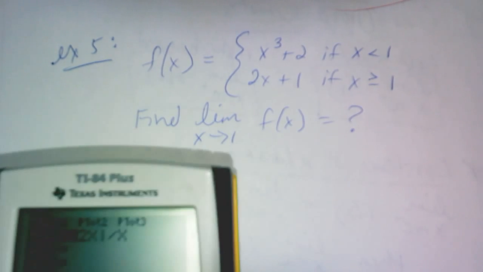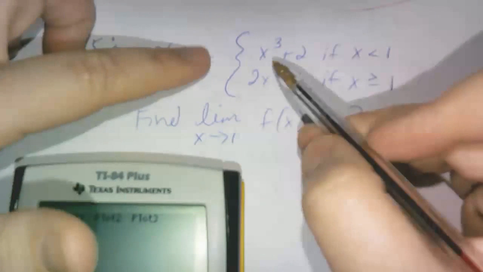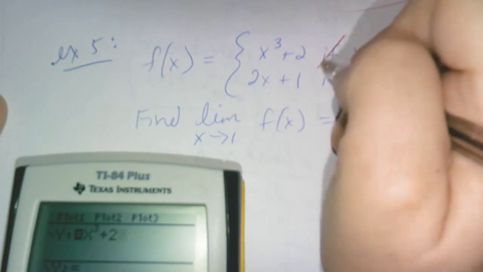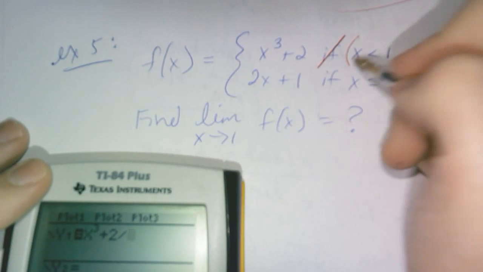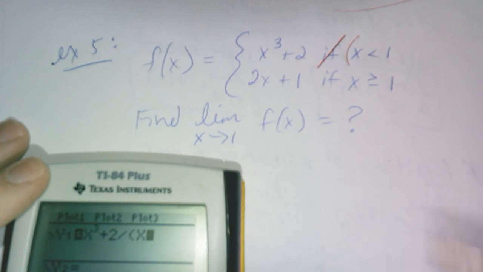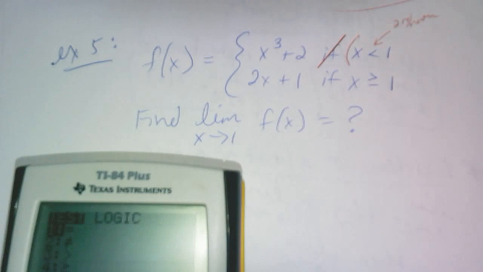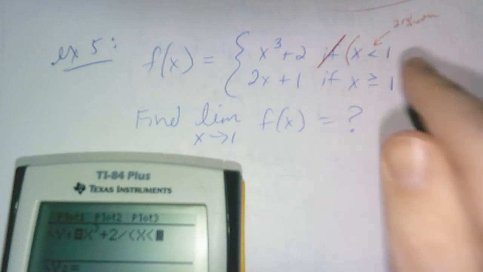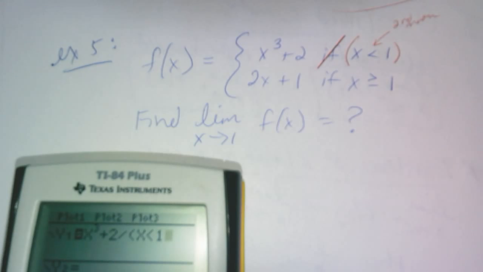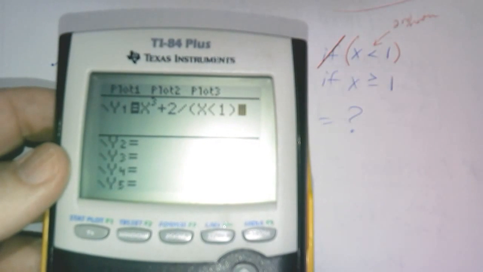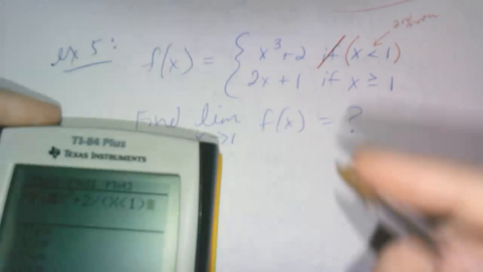It's pretty easy, and you would type x cubed plus 2 into your calculator into the y. Then, where you see the if, you hit divide, parenthesis, x. This symbol is located in second math. Go to less than 1, and then close the parenthesis. So your first line should look like that: x cubed plus 2 divided by parenthesis, x less than 1, close parenthesis.